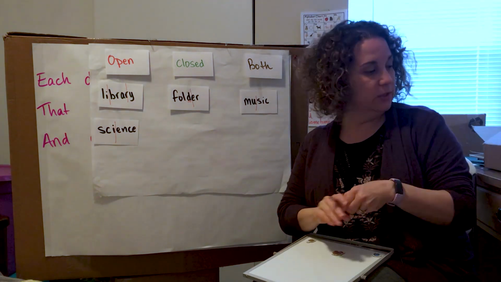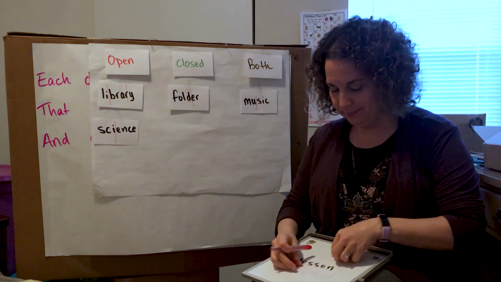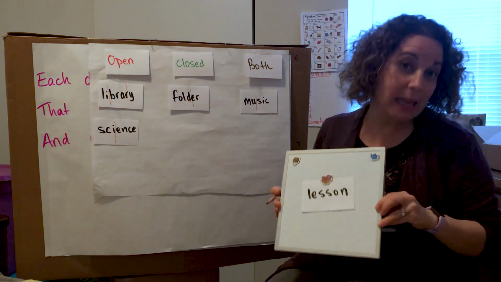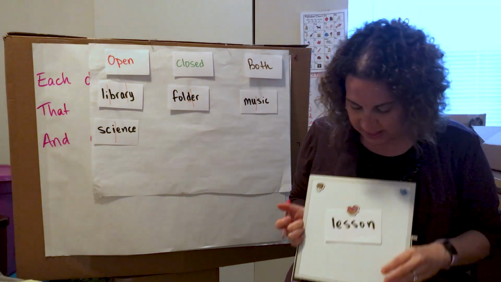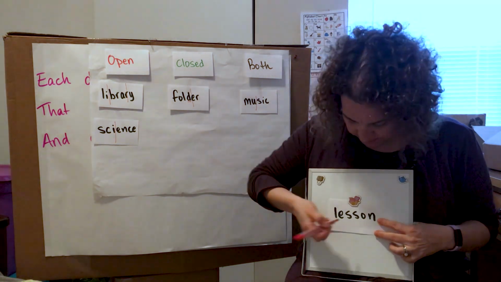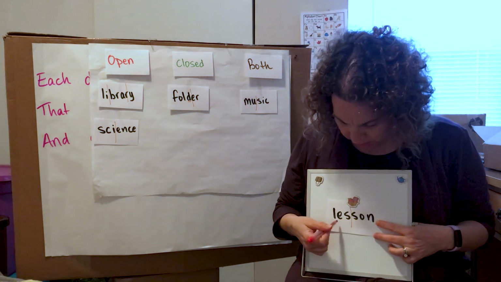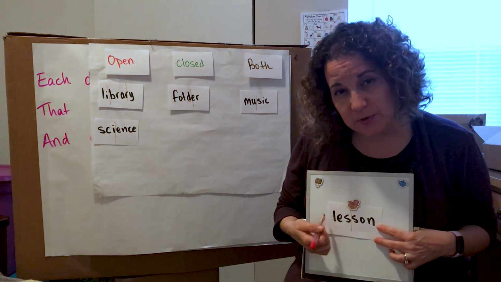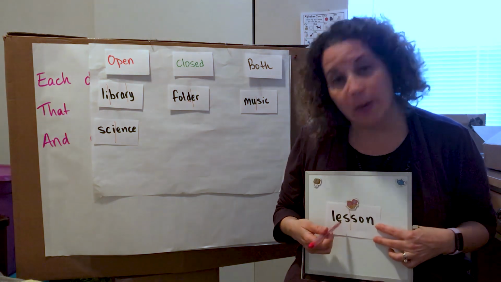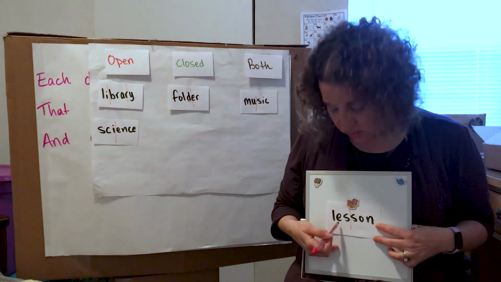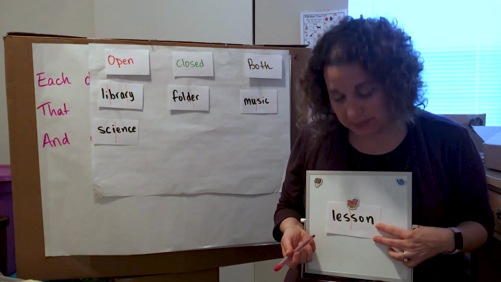Okay, let's take a look at another one. Lesson. We're doing a lesson together on open and closed syllables. Will you break that with me? Right there between our double S consonant. So what kind of syllable do we have in the first part of the word? You're right, that's a closed syllable, isn't it? The vowel is short and it ends in a consonant.